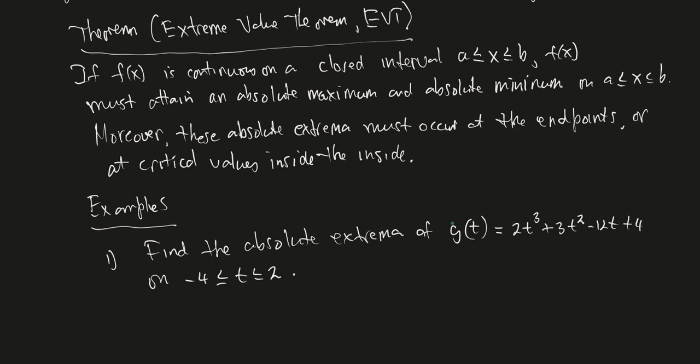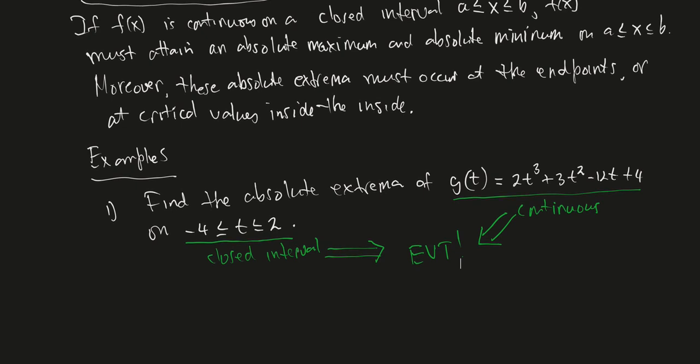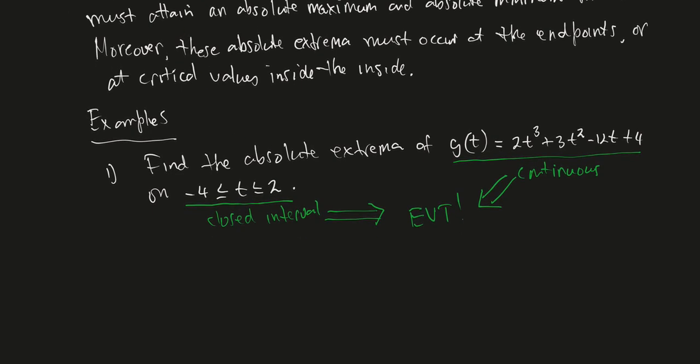Why does it apply? 1. Continuous function. We know that polynomials are always continuous. 2. Closed interval, from a number to another number where the endpoints are included. So closed interval. These two things allow us to use our EVT, right? So we know that we have to get an answer, it's just a matter of going through the process.